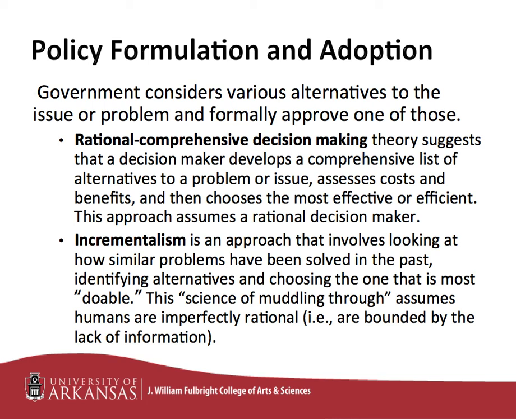And this can be rather effective in the sense that it allows for backtracking and tracing how policies have been changed and what is effective and what is not effective. And it also means that some policies using this approach are more likely to be passed through. Now, this is referred to as the science of muddling through. And what it does is it assumes that humans are imperfectly rational. In other words, they're bounded by the lack of information. And it makes a lot of sense, but there are some problems that are embedded in it.